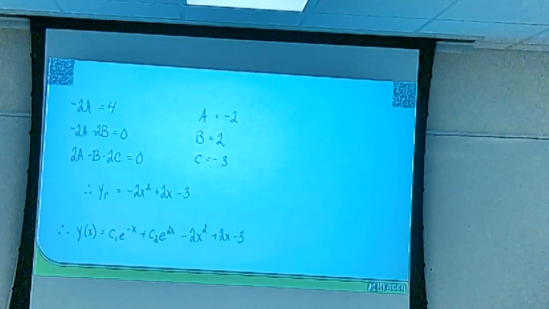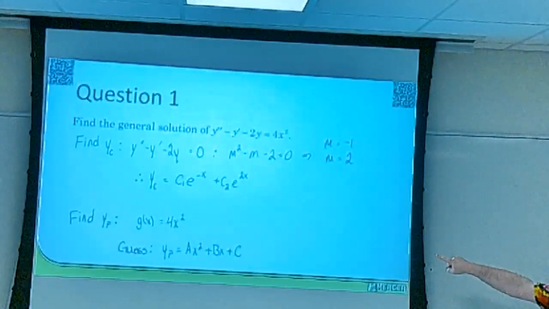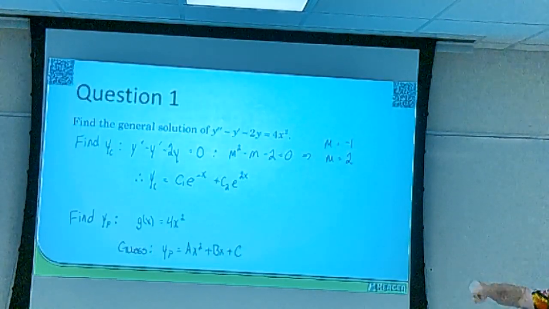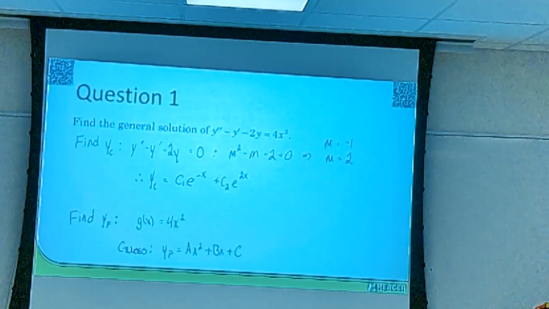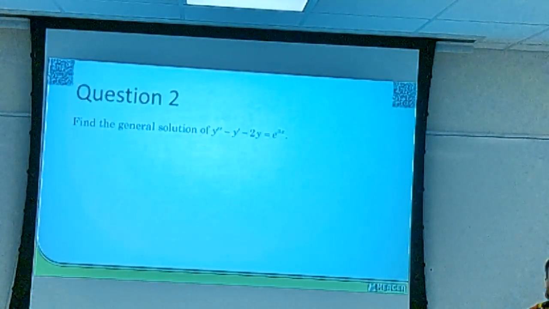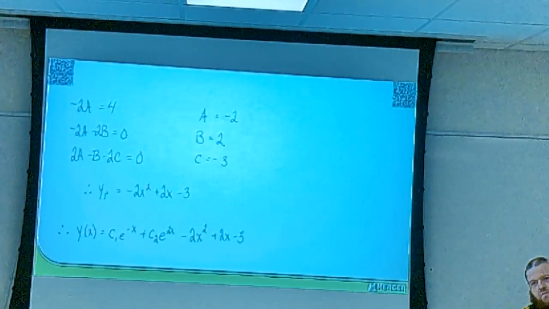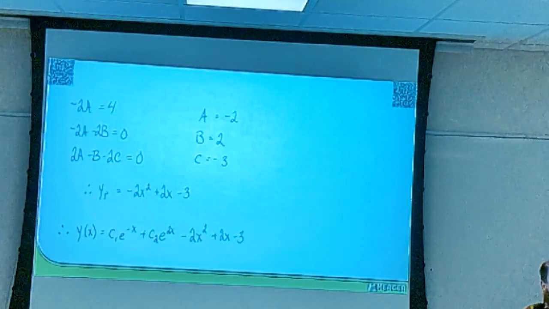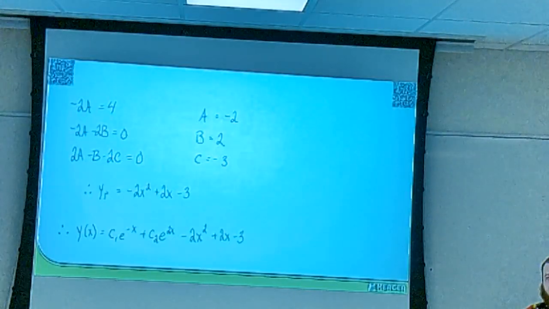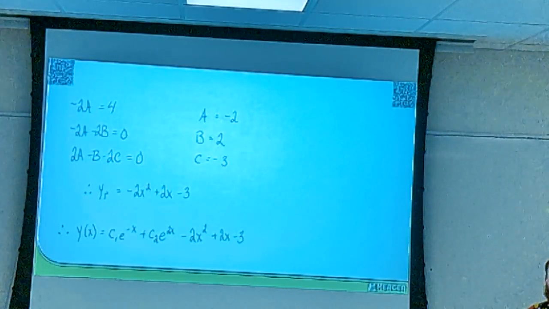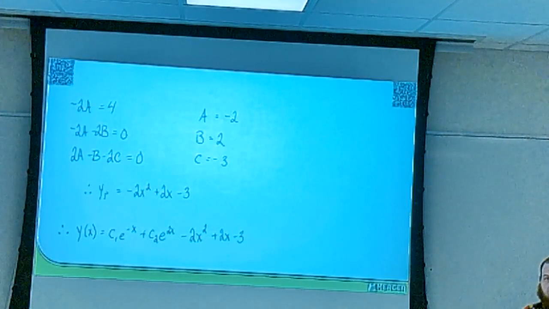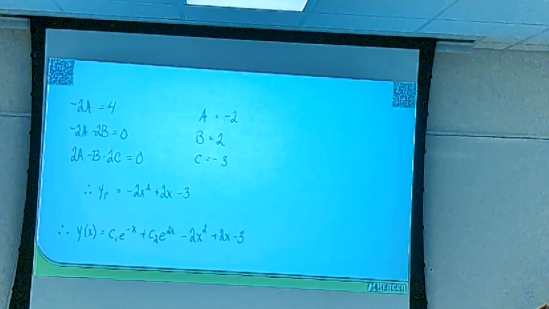The method of undetermined coefficients was just finding the particular solution. Finding the complementary function is what we just did. And when we study variation of parameters, it's the same thing. You find a complementary function, and then the actual method itself is to find a particular solution. Then it's just complementary plus particular as your general solution.